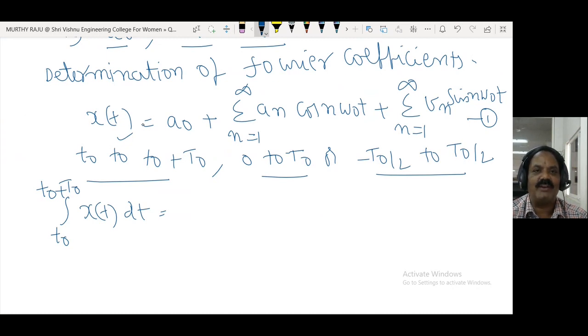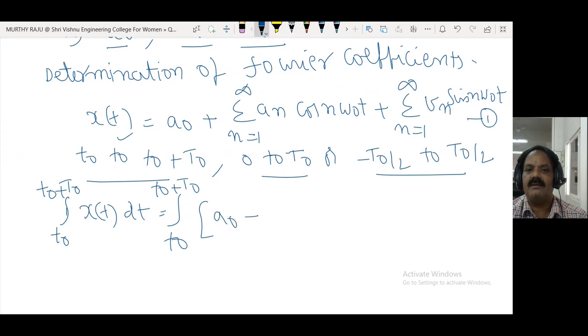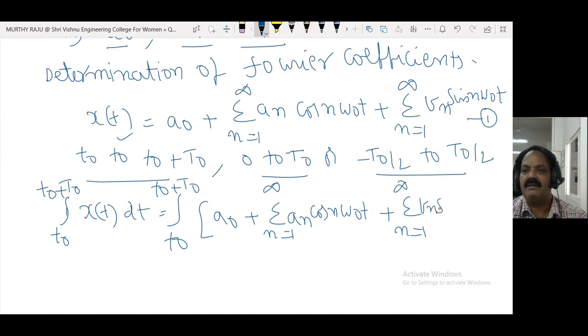Integrate this periodic function x of t over the interval t naught to t naught plus capital T naught. We know that x of t is equal to a naught plus, substituting the Fourier series equation, the sum from n equals 1 to infinity of an cos n omega naught t plus the sum from n equals 1 to infinity of bn sin n omega naught t.